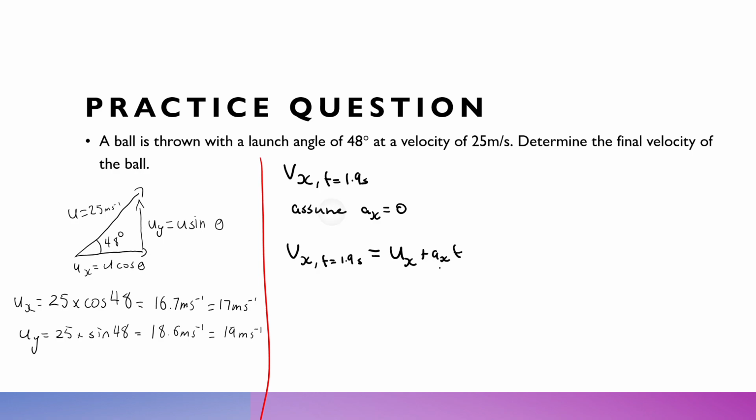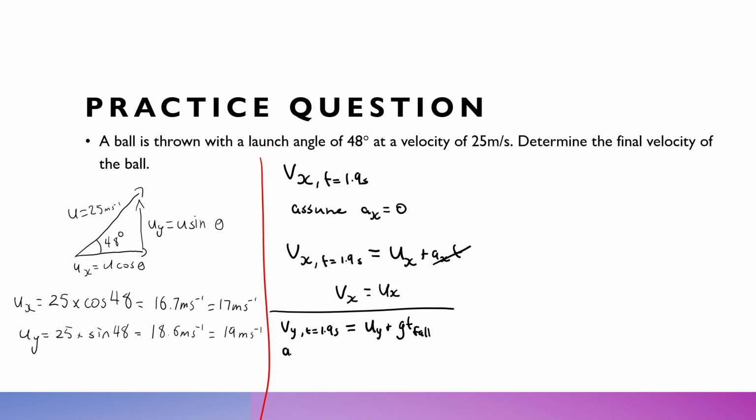In fact, what's interesting, as we talked about before, is that time doesn't matter because ax is automatically equal to 0, which means the velocity in the x-axis at the very end is simply going to be equal to ux. We're also going to calculate the velocity in the y-axis direction at t equals 1.9 seconds. And we know that that is going to be equal to, again, uy plus gt.